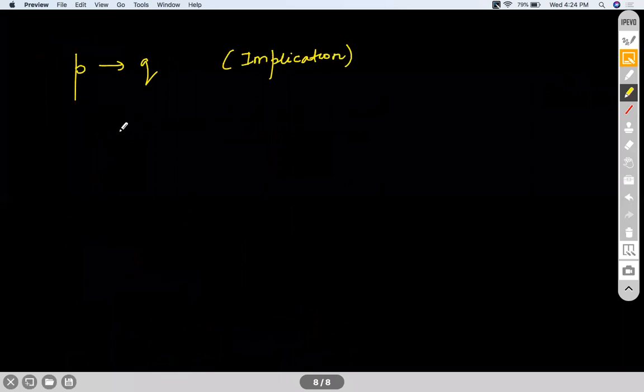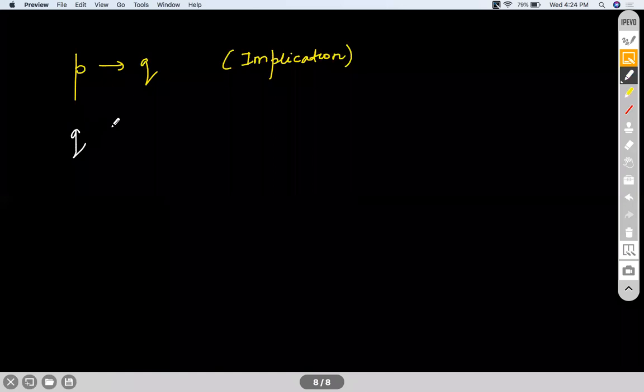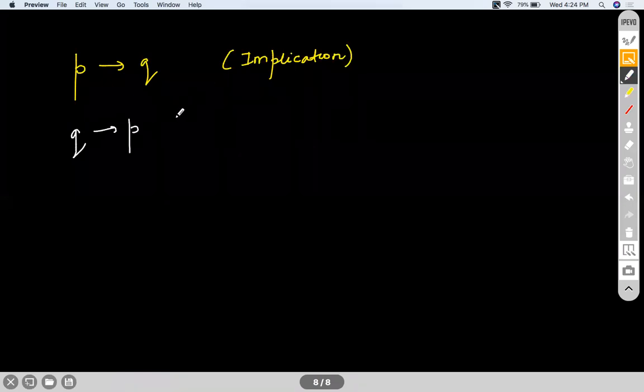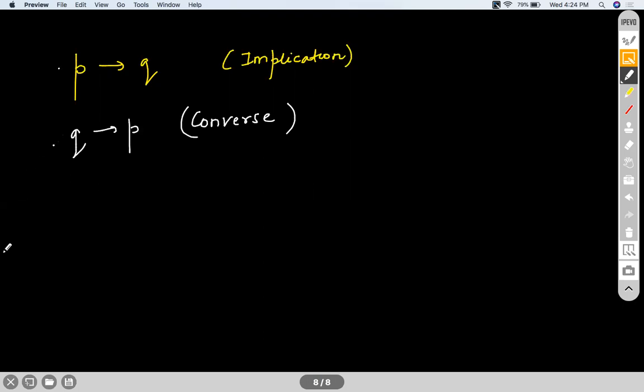There are certain terms that we need to understand. If you write this ulta, we call it the converse of this implication. Now remember, if P implies Q, Q may not imply P. That means if this is true, this may or may not be true.